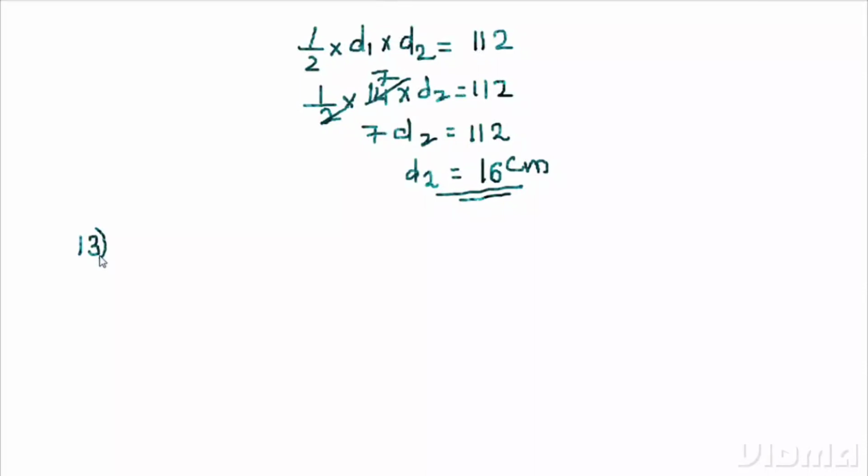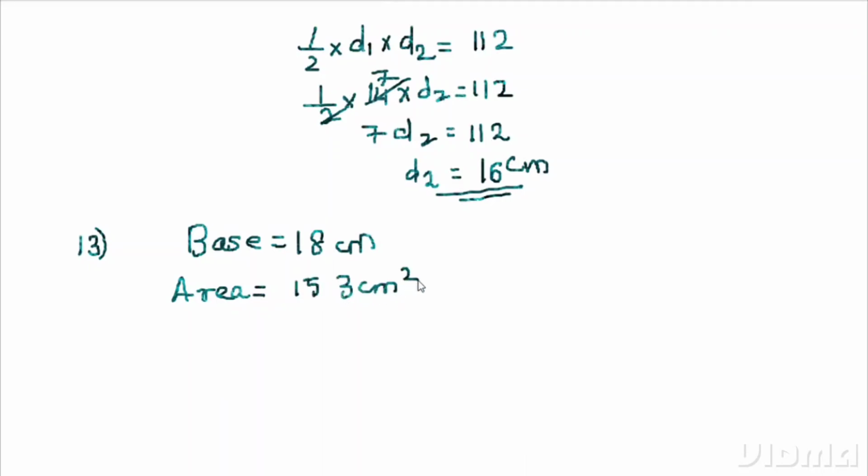So let's move on to the 13th question. The 13th question says that one side of the parallelogram, let's say it is the base, which is 18 centimeter, and the area is given to me as 153 centimeter square. And they are telling me to find the distance of the given side from the opposite side. That means I have to find the height. So the area, what is area? Area is base into height.